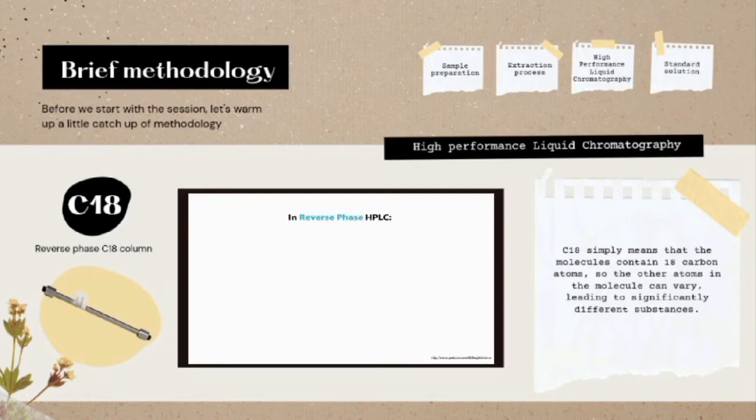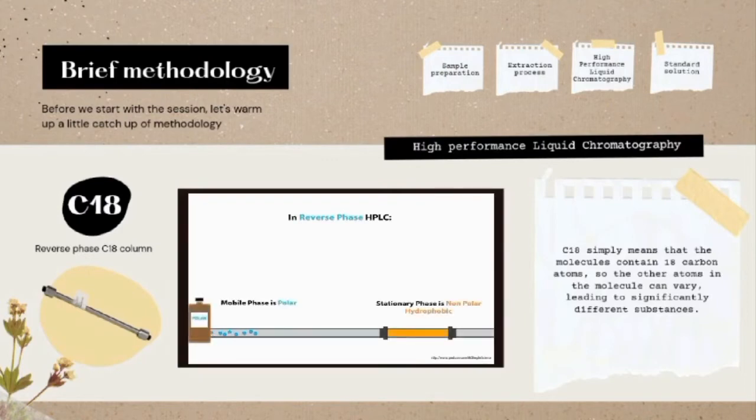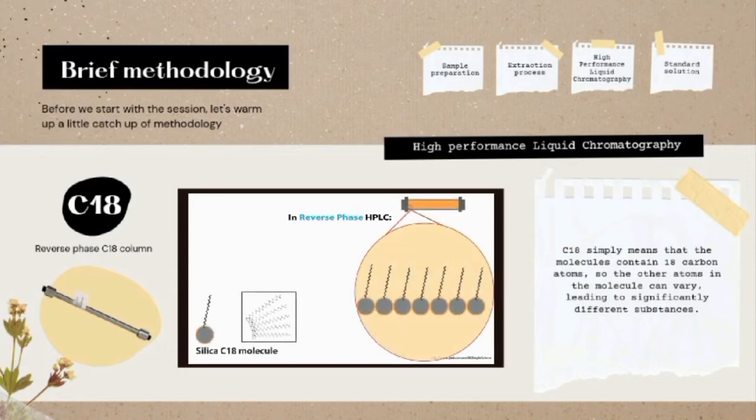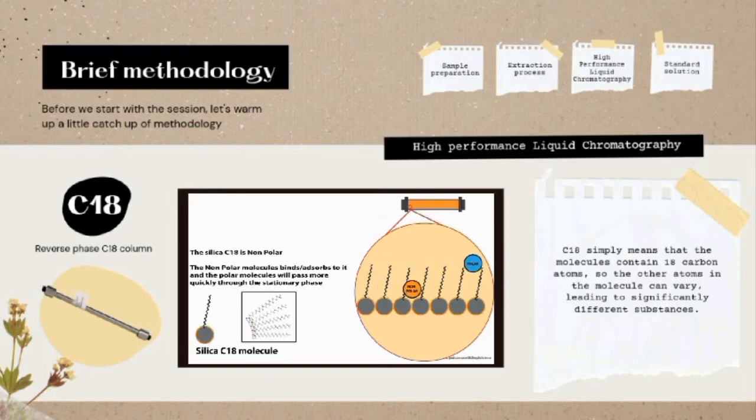For high-performance liquid chromatography, the vanillin was separated on a reverse phase C18 column using methanol and acidified water. A C18 column is an HPLC column that uses a C18 substance as the stationary phase. C18 simply means that the molecule contains 18 carbon atoms, so that the other atoms in the molecule can vary, leading to significantly different substances.